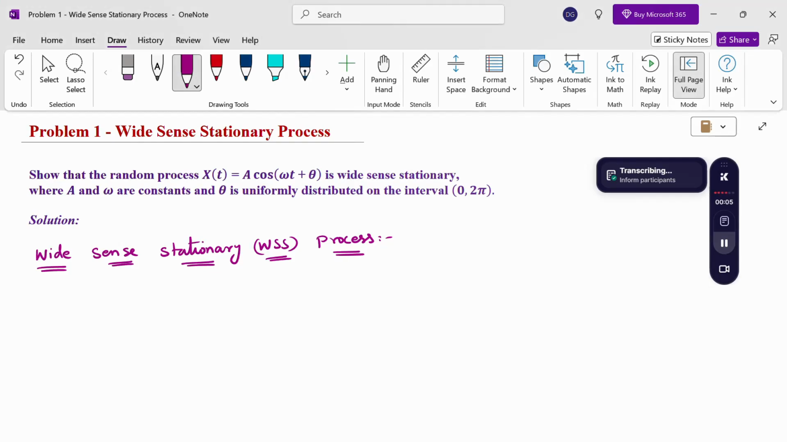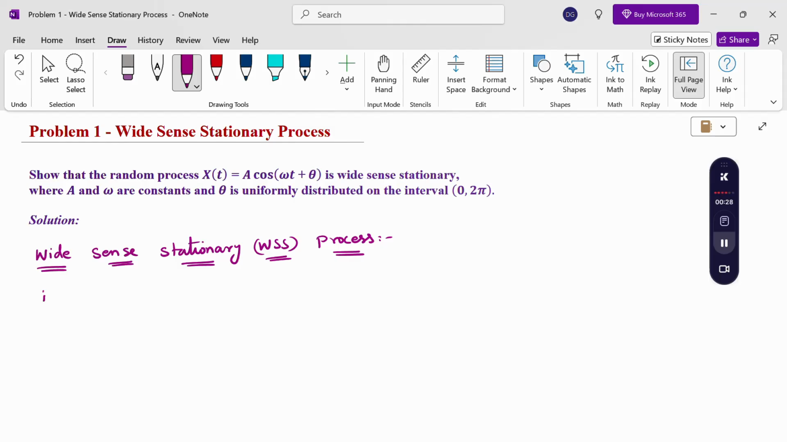In this section we are going to discuss wide-sense stationary problems. Look at this problem. Show that the random process X(t) = A cos(ωt + θ) is wide-sense stationary, where A and ω are constants and θ is uniformly distributed on the interval 0 to 2π. Wide-sense stationary means a WSS process.